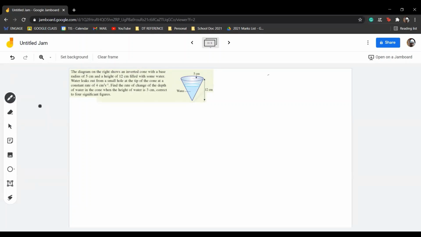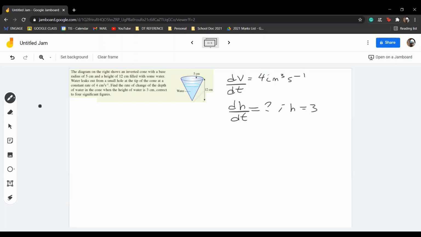Now let's talk about what is given. What is the information given? The water is leaking out of the tip at a rate of 4 centimeter cube per second. When they say rate, you need to understand that is dV over dt. Then they're asking for the rate of change of depth. That means they're asking about the height, so what is the rate of change of height against time? Now, they give you the height is 3 centimeters.